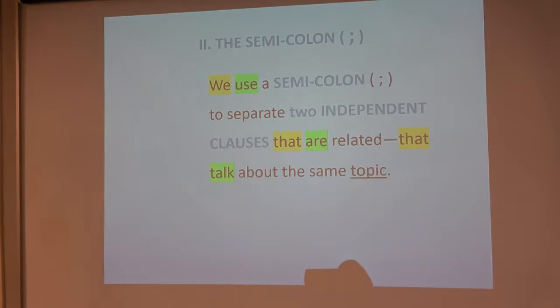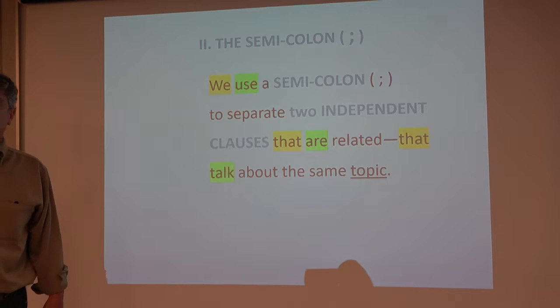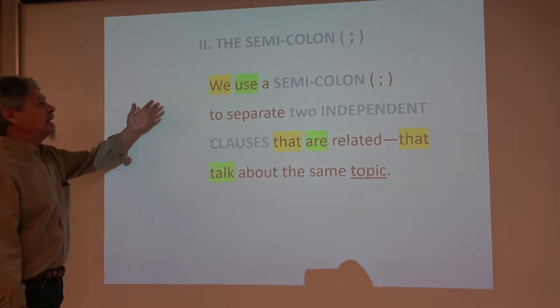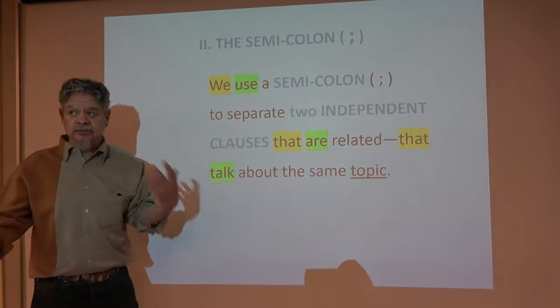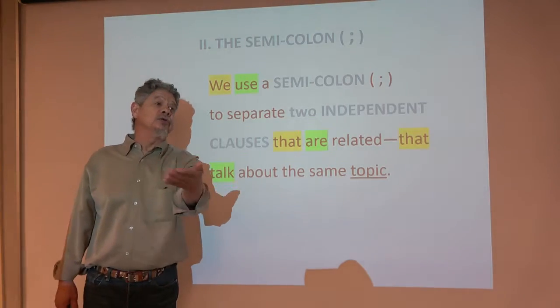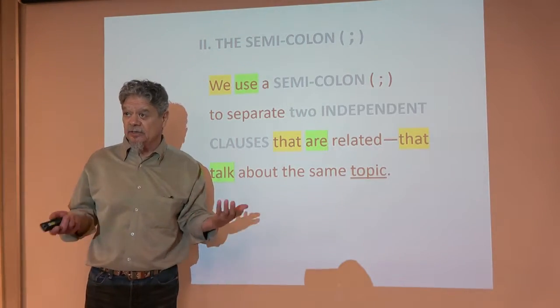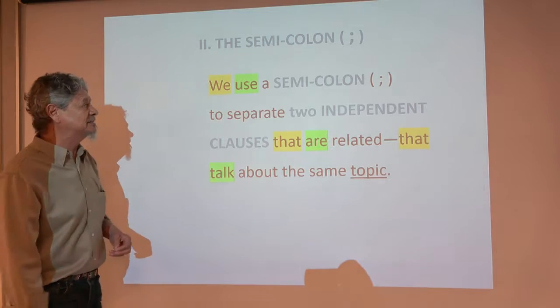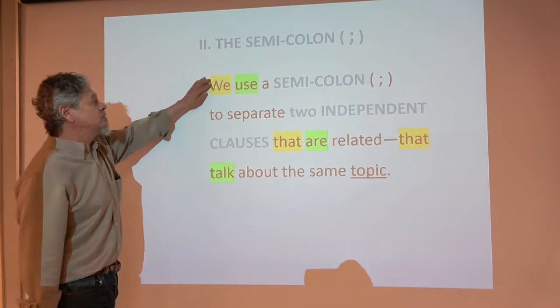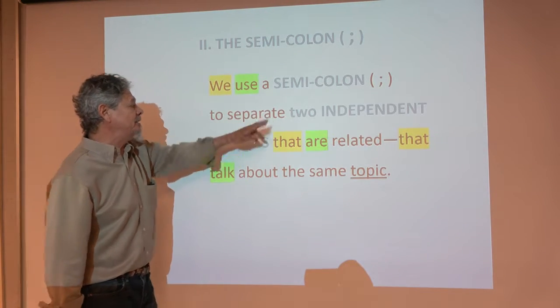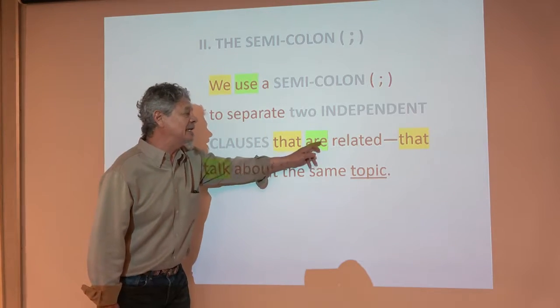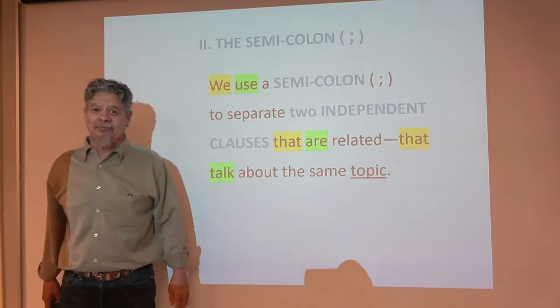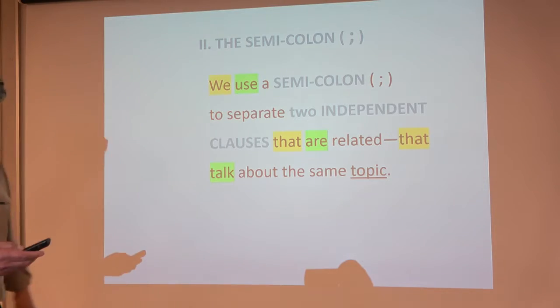Alright, so let's go now to the semicolon. This is my second punctuation mark. And we have been using semicolons because we've been using conjunctive adverbs, so we're familiar to some extent with a semicolon. We use it to separate two independent clauses that are related, that talk about the same topic. Okay? So I'll show you some examples.